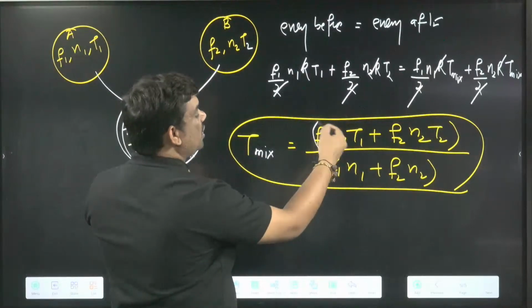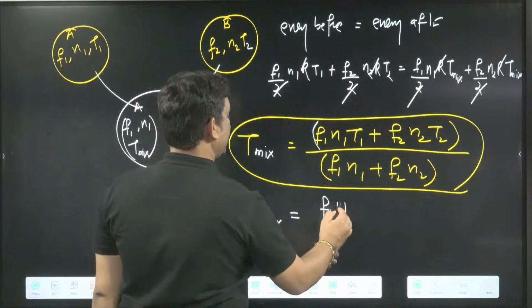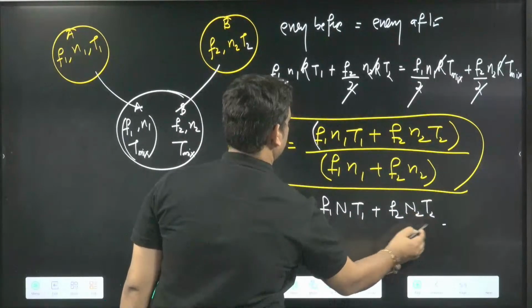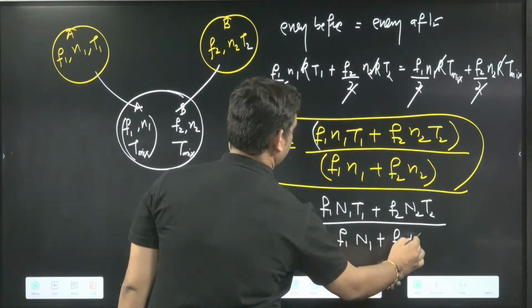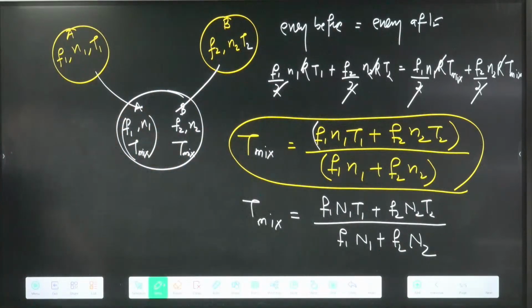Sometimes in terms of molecule they can ask. So in terms of molecule I can write the same formula: F1 N1 T1 plus F2 N2 T2 divided by F1 N1 plus F2 N2. In terms of molecule also we can write this one.